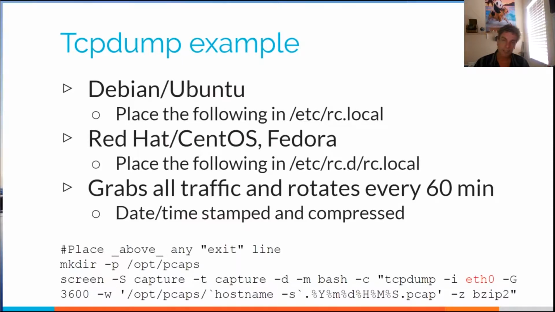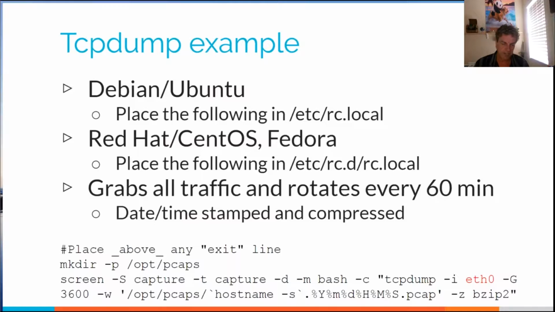Notice -i eth0, I have eth0 in red. The reason for that is you may need to change that to something else. So this command, you should be able to basically copy and paste into your own rc.local file, but you might need to change that depending upon how many interfaces are in the device, what the name is, that type of thing.